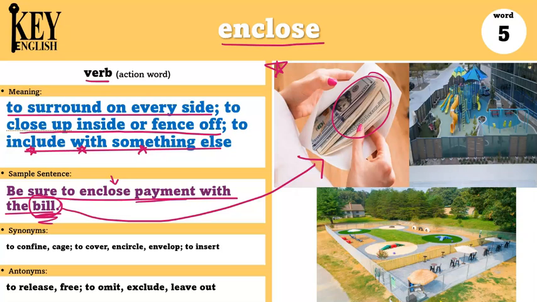Another example would be, the fence encloses the playground. So remember, enclose also means to close up inside or fence off. So here around this playground, there is this fence. So I can say this playground is enclosed. It's closed off.